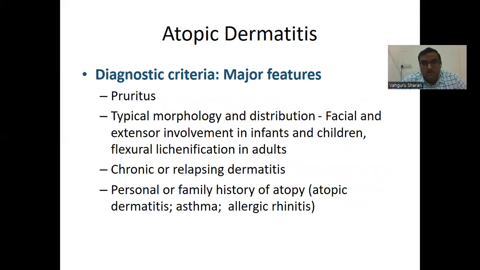Major diagnostic criteria of Hanifin and Rajka. First is pruritus, typical morphology and distribution, facial and extensor involvement in infants and children, in adults, flexural lichenification. It is a chronic or relapsing dermatitis where personal or family history of atopy is there. So these are the major criteria for diagnosis.